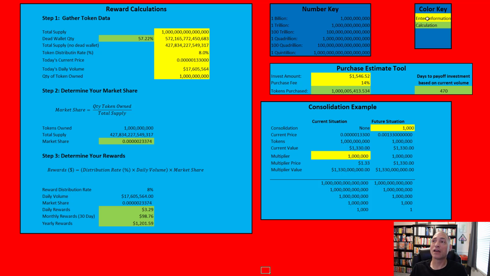The color key is yellow is where you enter information, so all the places where you see yellow is places where you would want to enter information, depending on what you're trying to figure out. And then the green is calculation.